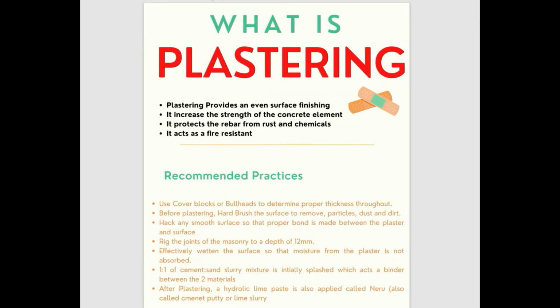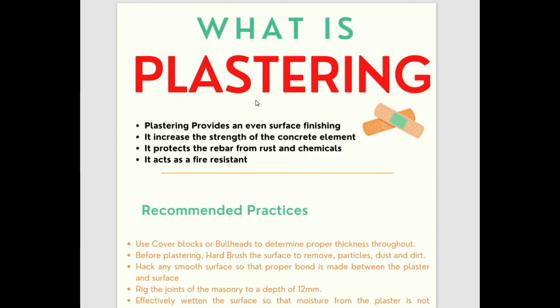So let's zoom in on our infographic. What is plastering? Plastering is a sort of an application or a finishing layer which is applied on structural members once they're casted and hardened. It is a sort of a finishing smooth layer above the casted member.